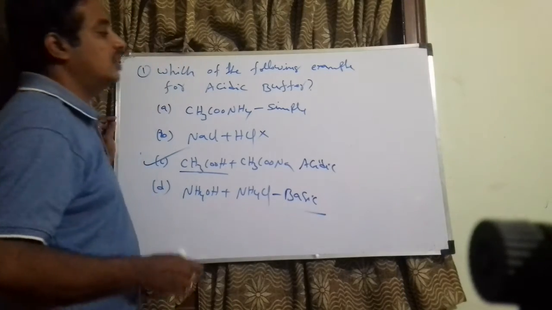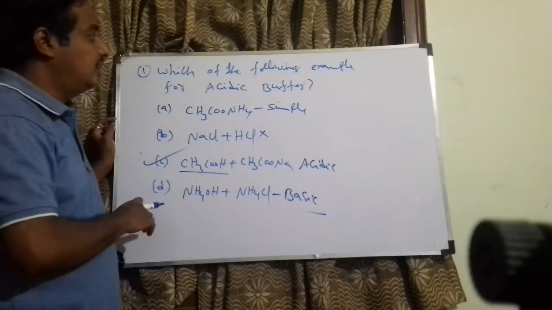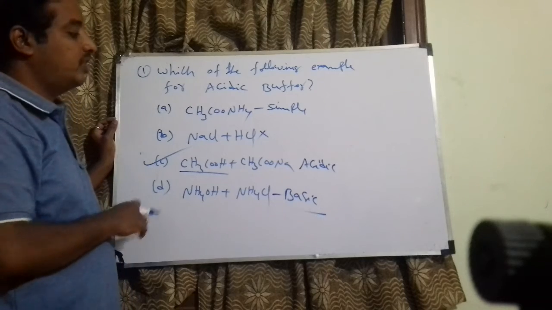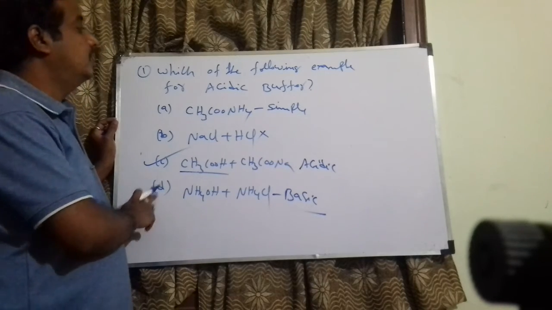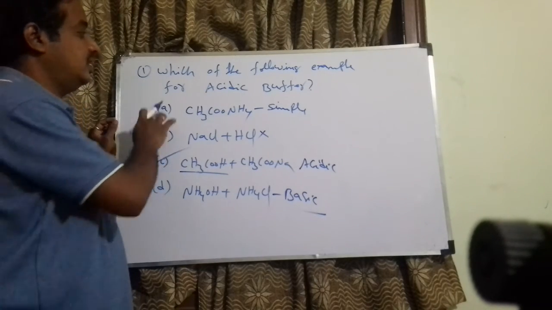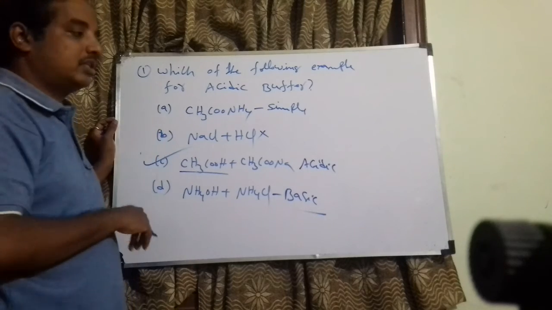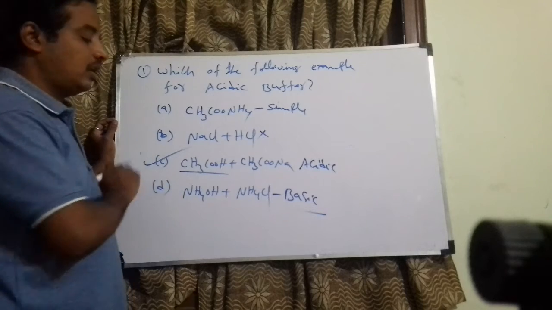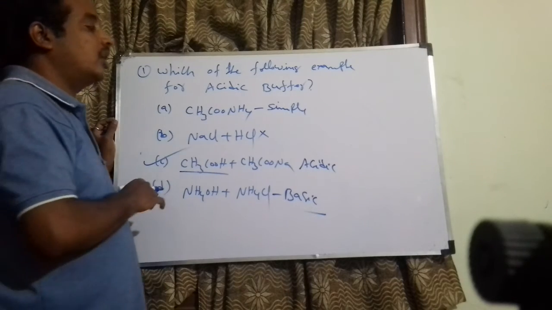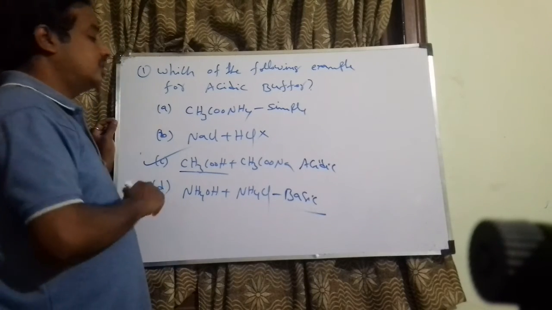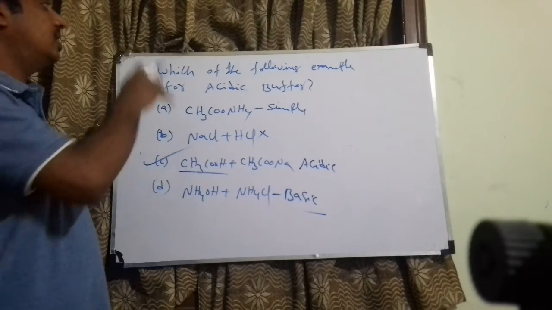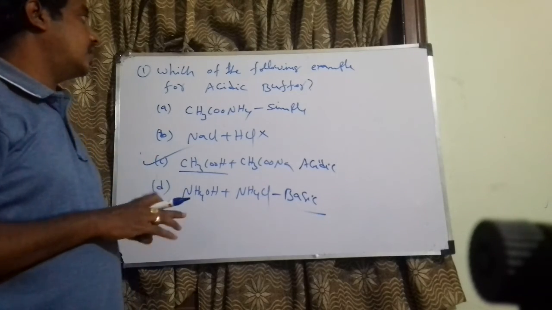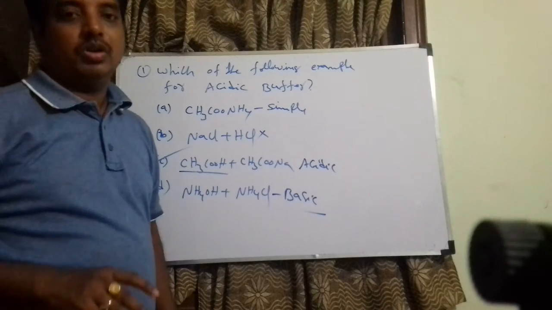If the same question is given for a basic buffer, the example is the fourth option. For a simple buffer, the example is the first option. Which acts as an acidic buffer? The third option. Which does not act as a buffer? The second option. There are also different models of examples for buffer solutions.